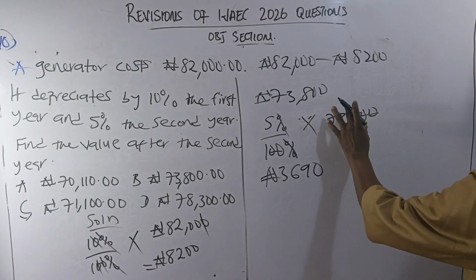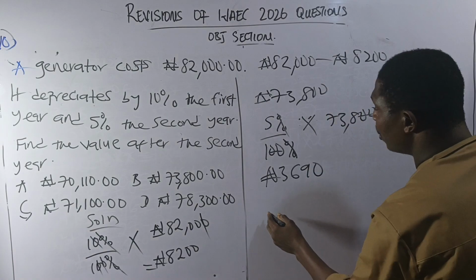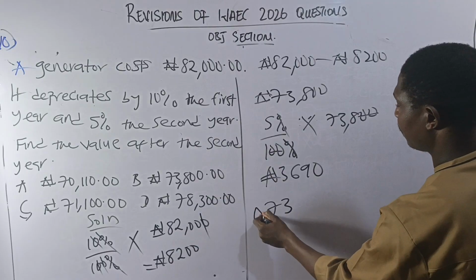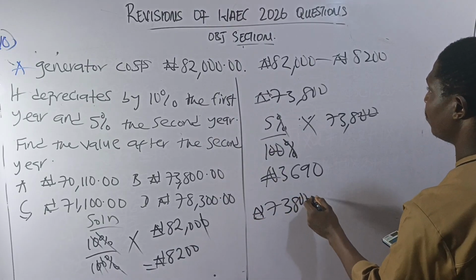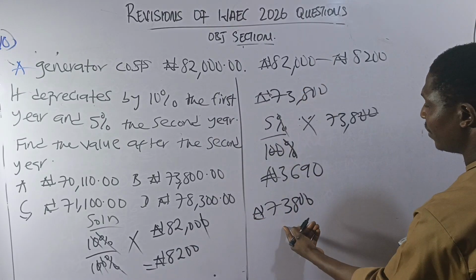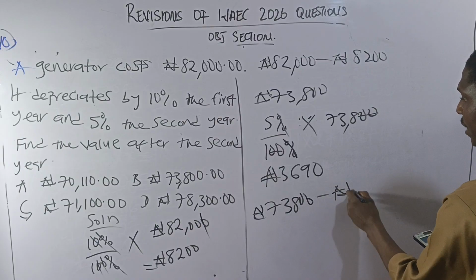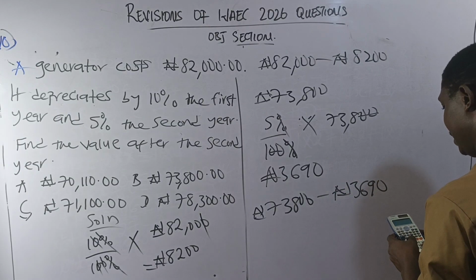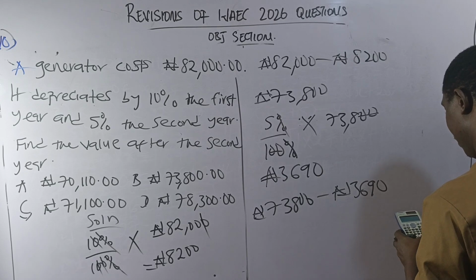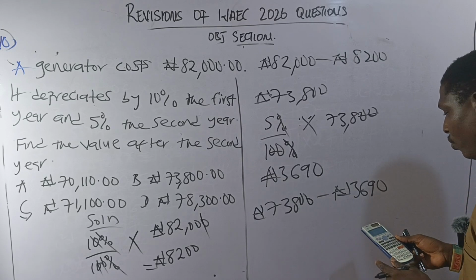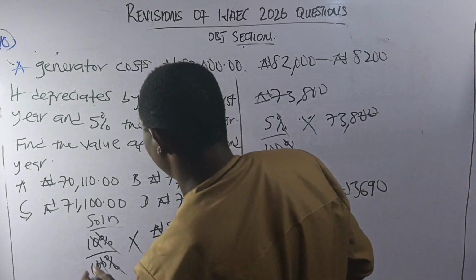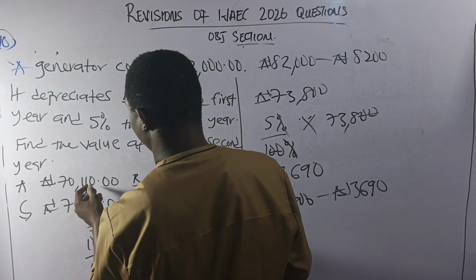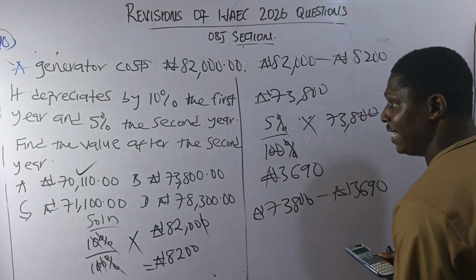Now, what's the previous amount? The previous amount is this. So the amount after the second year will be 73,800, which is the amount after the first year, 73,800 minus in naira 3690. So I'll have 73,800 minus my answer, giving me 70,110. Yes, 70,110 naira. So that corresponds to my what? A. Thank you.